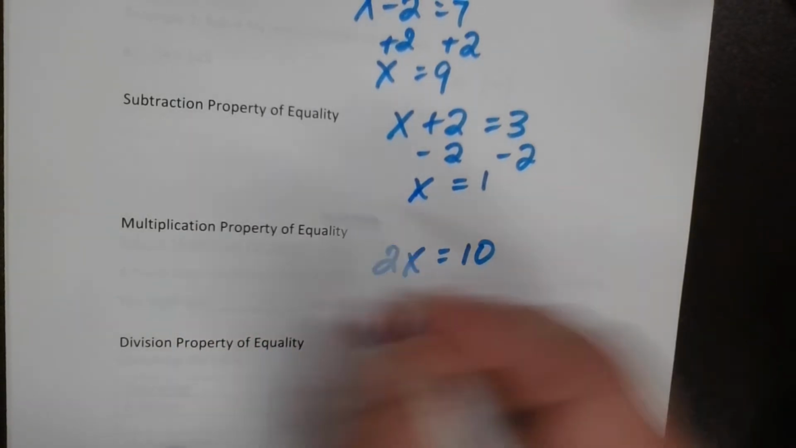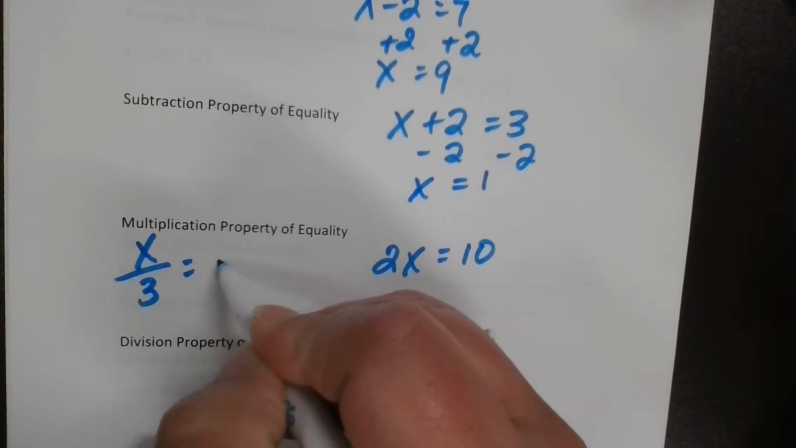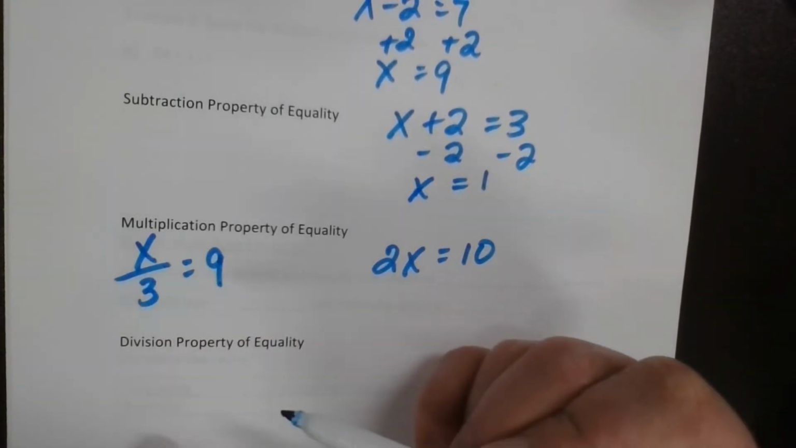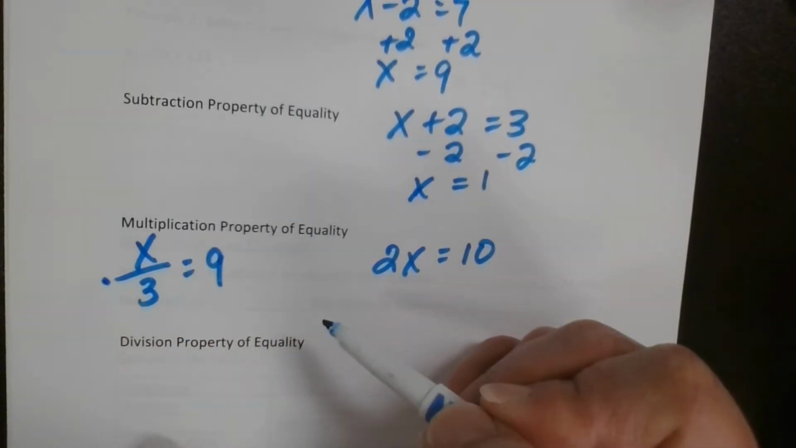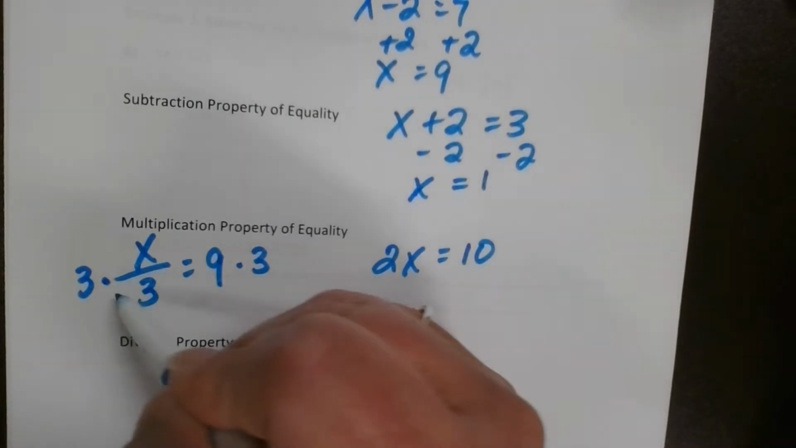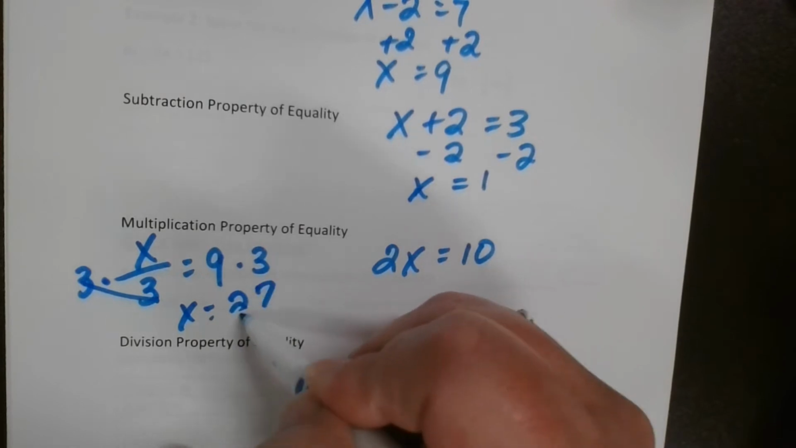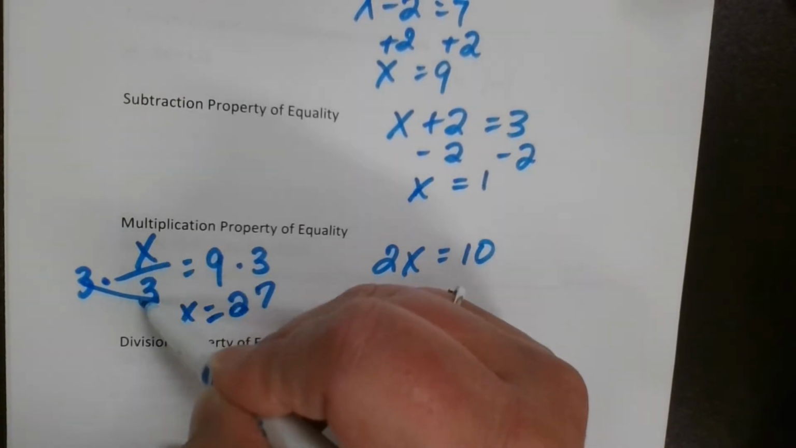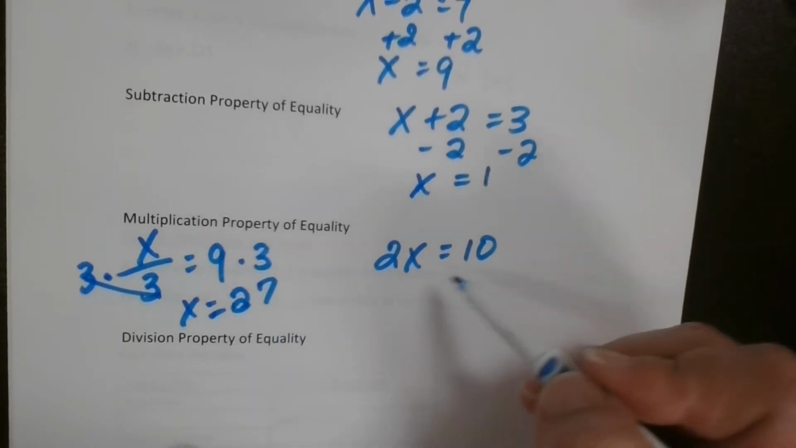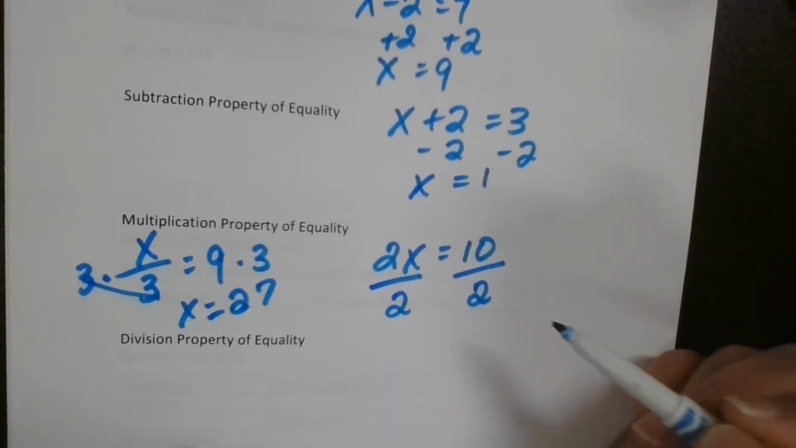The multiplication property, let's say I had x divided by 3 equals 9. What number divided by 3 equals 9? Well, to solve that, the multiplication property says that I have to multiply both sides of that equation by 3. So x equals 27. Is that true? Does 27 divided by 3 equal 9? Yeah.